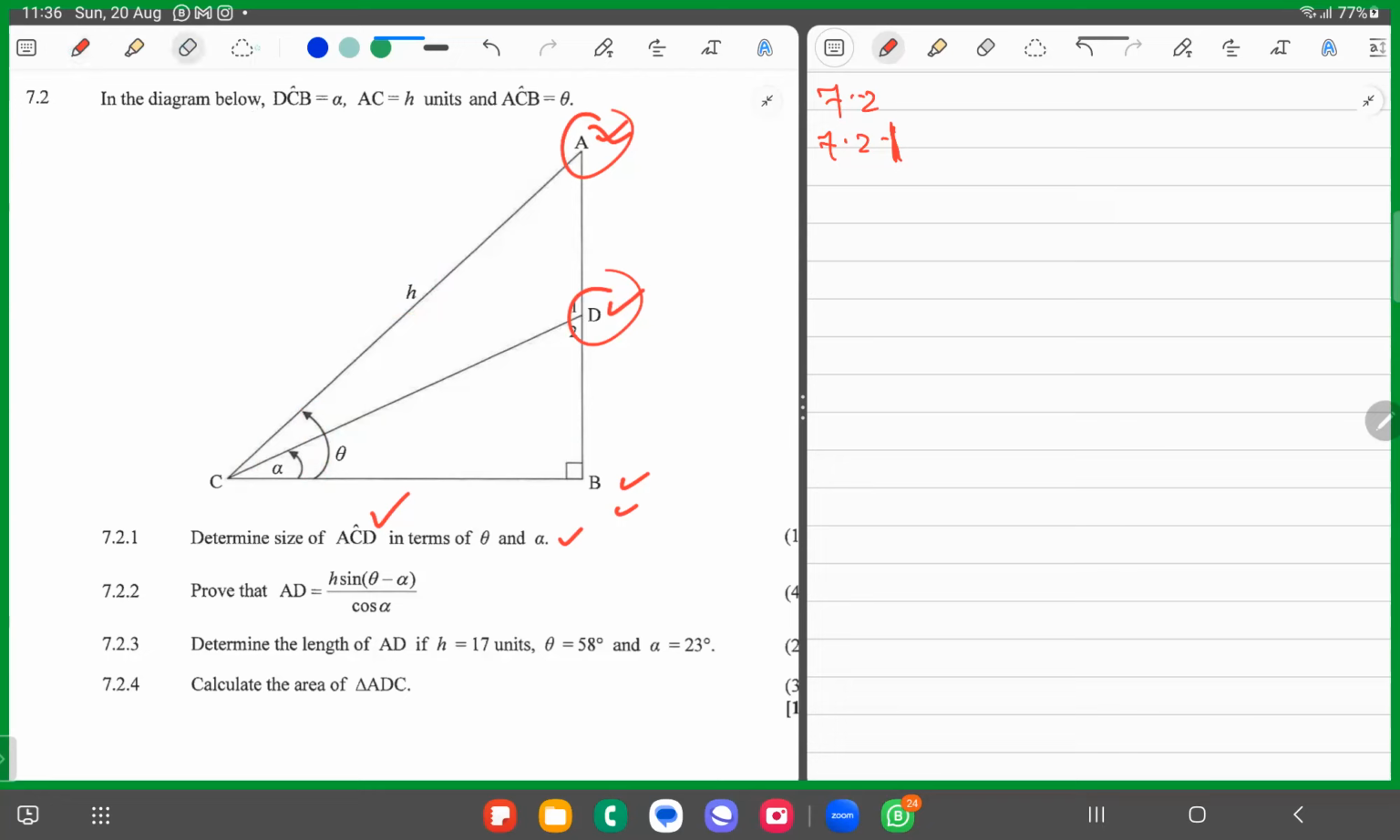Need to determine A, C, D in terms of theta and alpha. Okay, which is this one? So this one is pretty straightforward, and you need to learn that. How do you do this question?